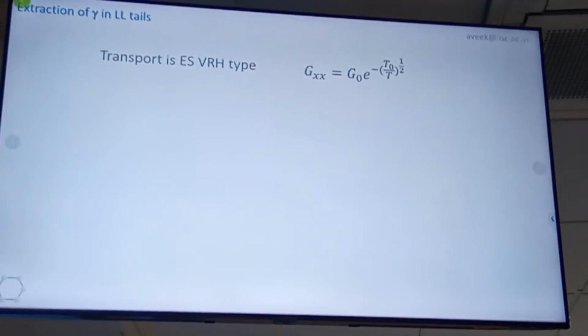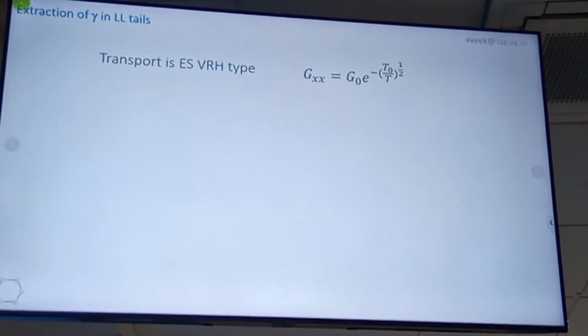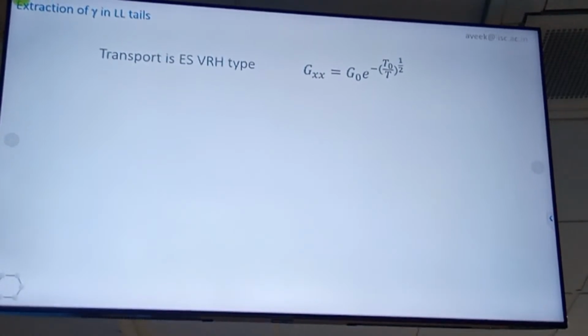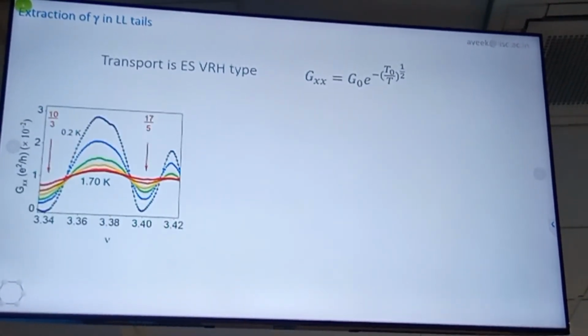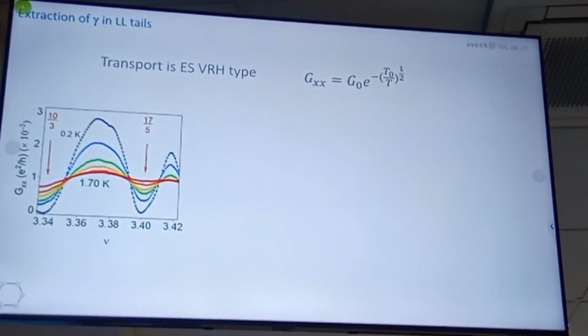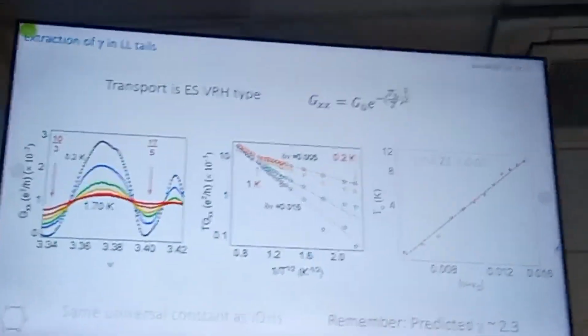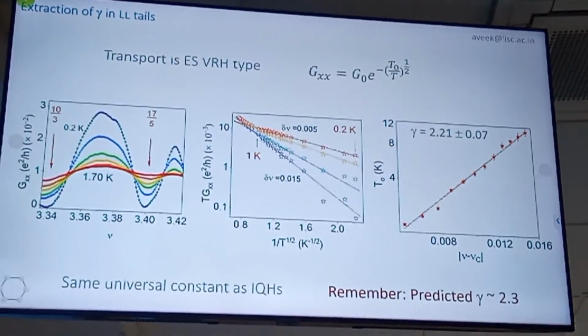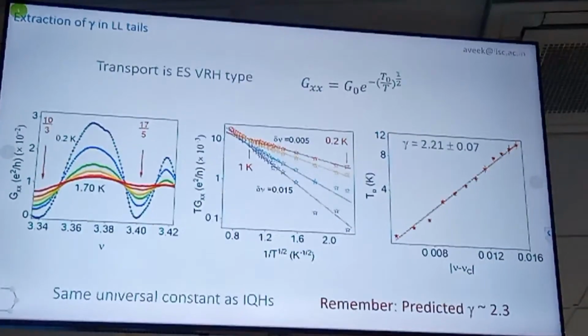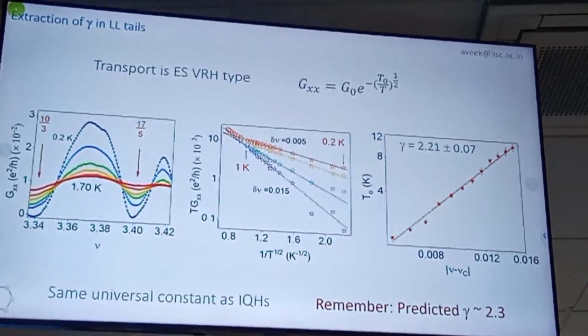So I have told you about one exponent, kappa. Now I want to get the other exponent, the dynamical exponent, which is z. So I go to the tails of the Landau levels, and this is the gamma we extract for the fractional quantum Hall state, which is 2.3.